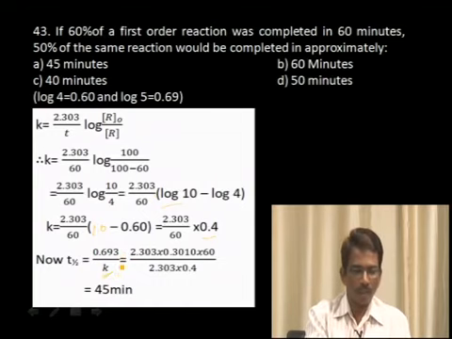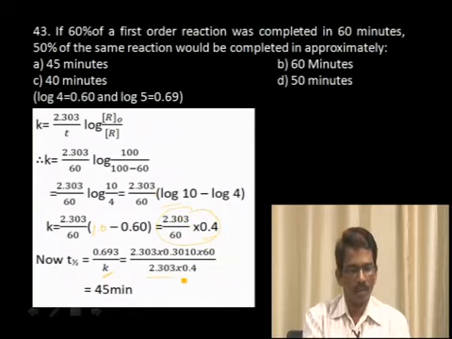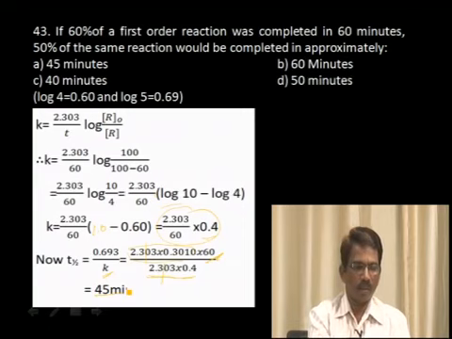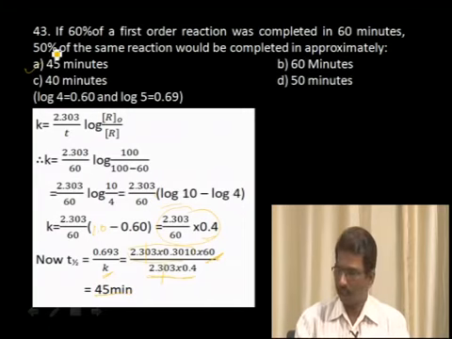Definitely the value becomes t half is equal to 0.693 by K. If I substitute the value of K as 2.303 by 60 into 0.4 in this expression, 0.693 is written as 2.303 into 0.3010, and then the 60 goes to the numerator. You have 2.303 into 0.3010 into 60 divided by 2.303 into 0.4. 2.303 gets cancelled, and you have 0.3 by 0.4 into 60, which is nothing but 3/4 of 60, or 45 minutes. Definitely the correct answer becomes option A.